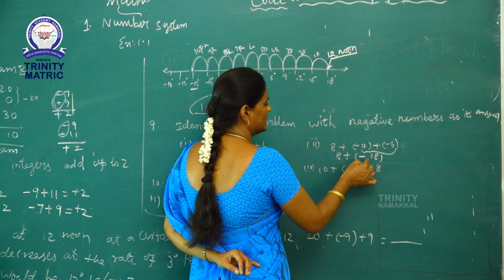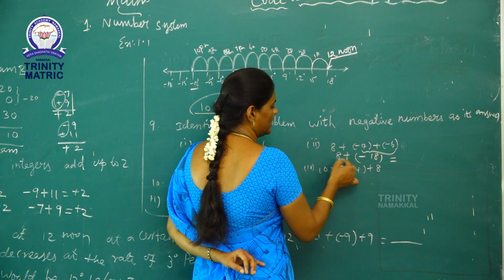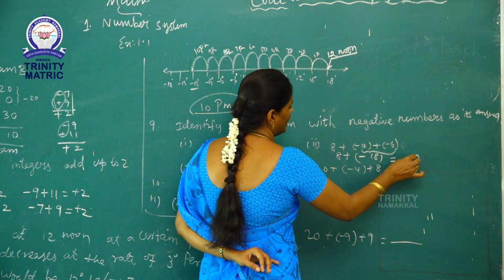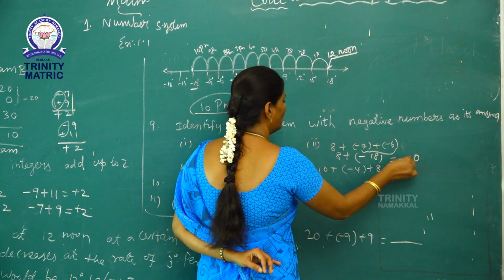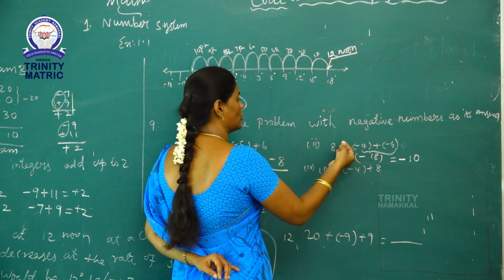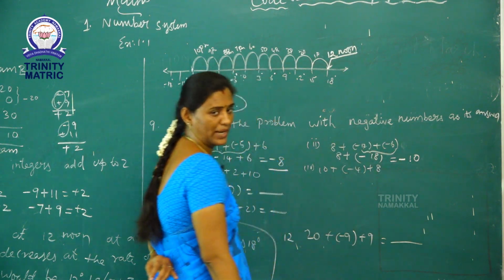8 plus of minus 18 is, we find the difference between 8 and 18, which is 10. Here 18 is the greater integer, in front of it we have minus. Here also the sum of these integers is a negative answer.